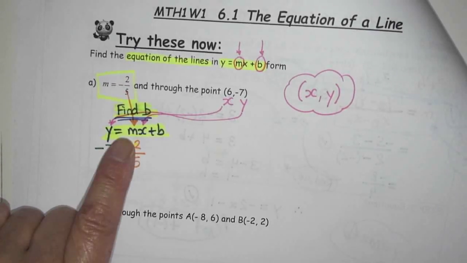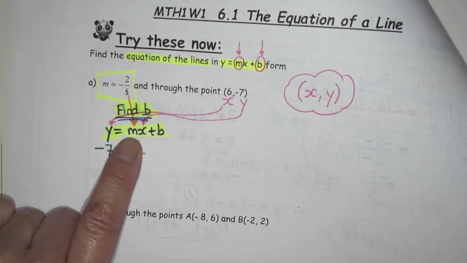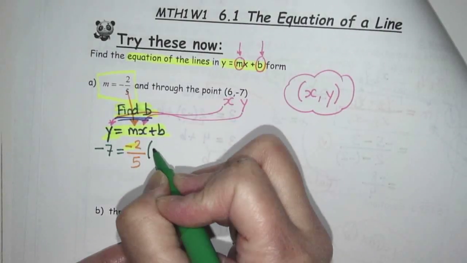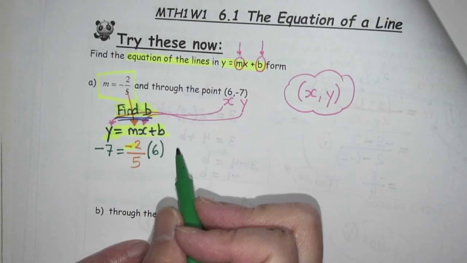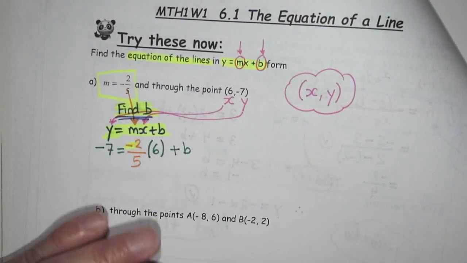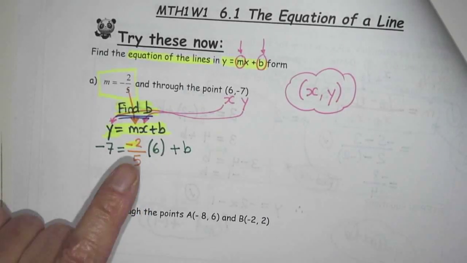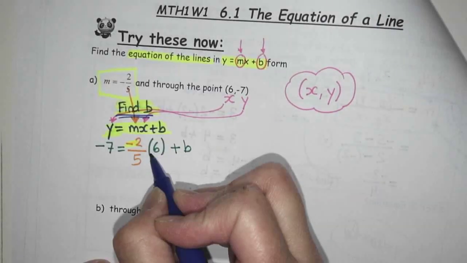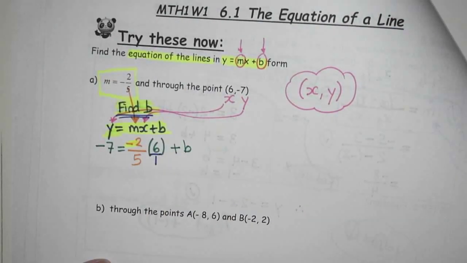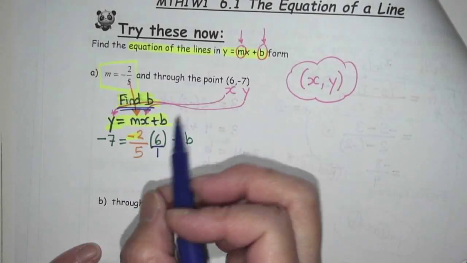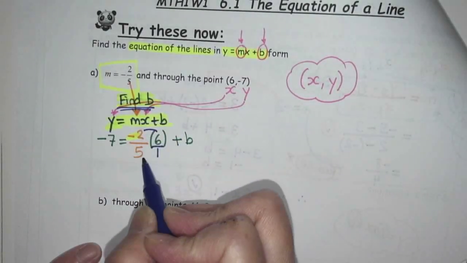And when you have two variables beside each other, that's telling you to multiply. So we're going to go beside it. We're going to put bracket 6, and that means multiply. And then plus b. Whenever I have a whole number with a fraction and you're multiplying, I always tell my students to put it over 1. That helps you figure out what you're going to do in the next step. The next step is going to be numerator times numerator, denominator times denominator.